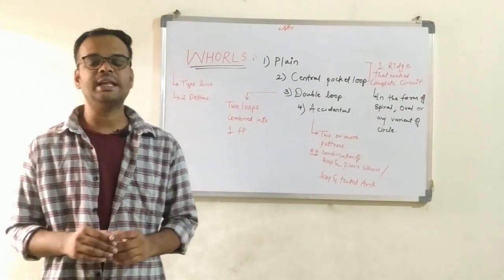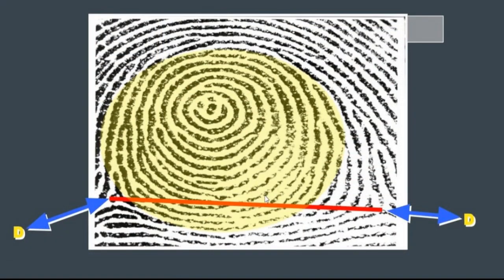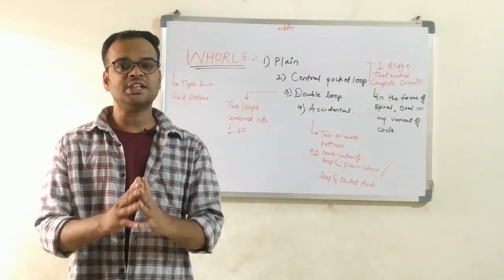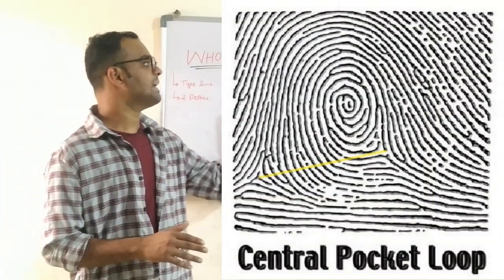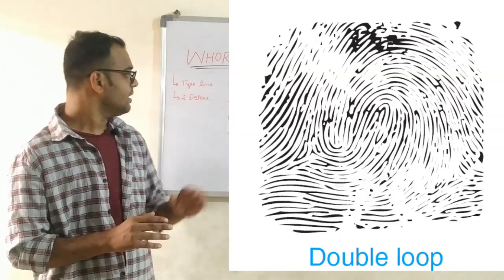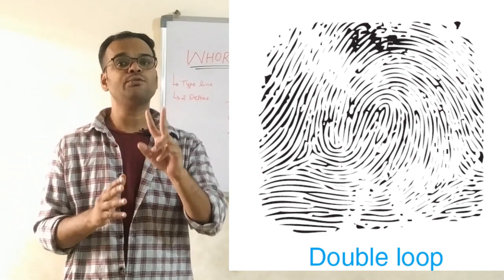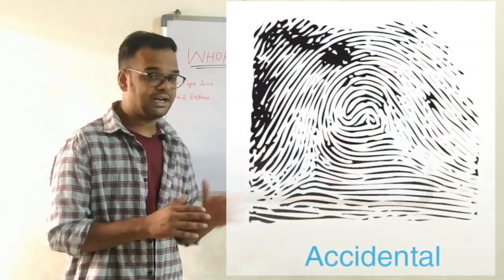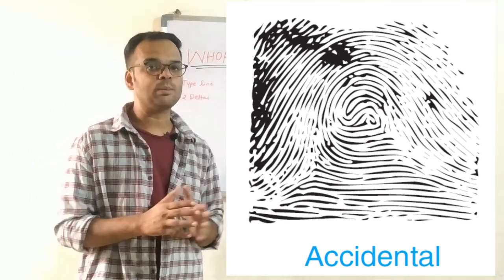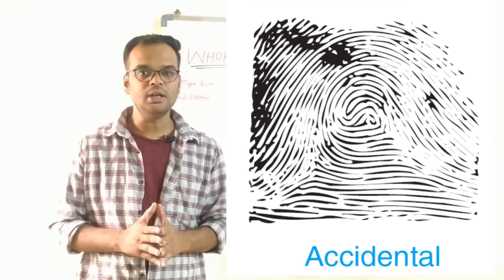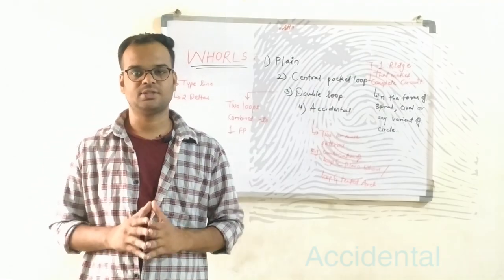If an imaginary line drawn between 2 deltas contained within these 2 patterns touches any one of the spiral ridges, the pattern is a plain whorl. If no such ridge is touched, the pattern is a central pocket loop. Now coming towards the double loop, as the name implies, this contains a combination of 2 loops in one fingerprint. Any whorl classified as an accidental contains 2 or more patterns. The combination of these patterns may be loop and plain whorl or loop and tented arch.